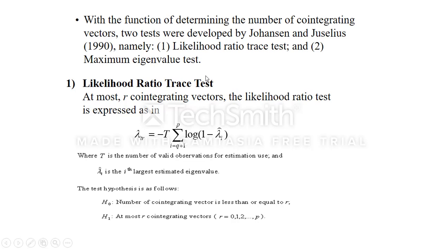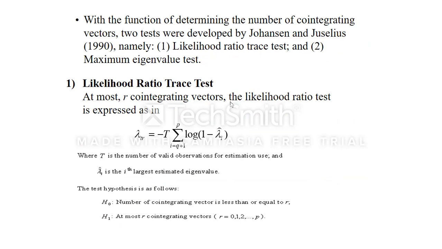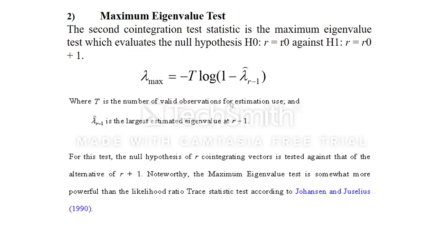So these are the two tests developed by Johansen and Juselius. They do not suffer from the normalization problem, and are robust to departures from normality, in terms of desirability, symmetry, unbiasedness, and efficiency. So it's much better than the EG test. There are two tests inside there. One is called the likelihood ratio, or the trace test. The other one is called the maximum eigenvalue test.